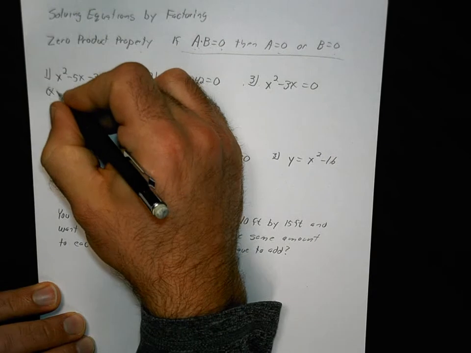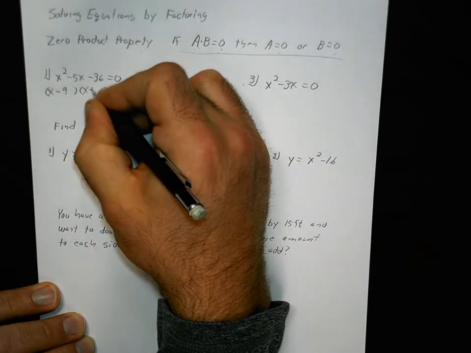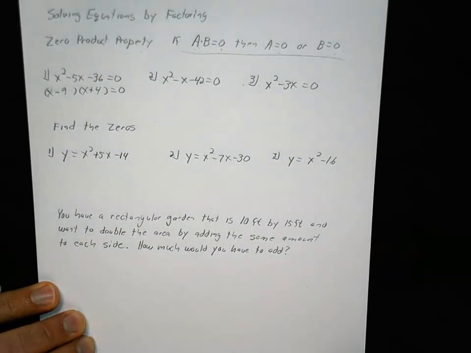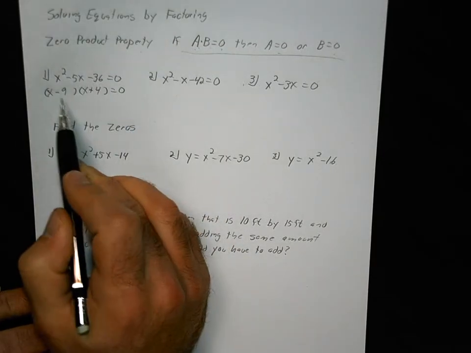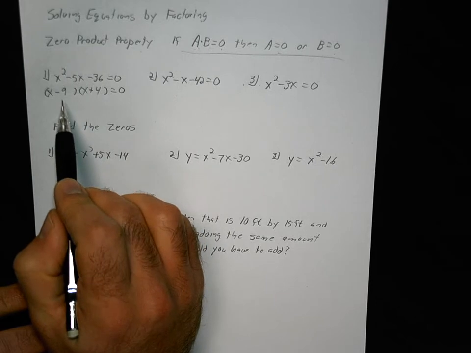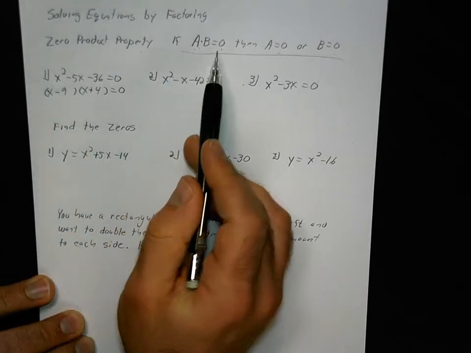So it would be negative 9 and a positive 4. Okay? So now because this is set equal to 0, we're solving an equation. So we're not just factoring. We have to take it one extra step. And we use the zero product property.